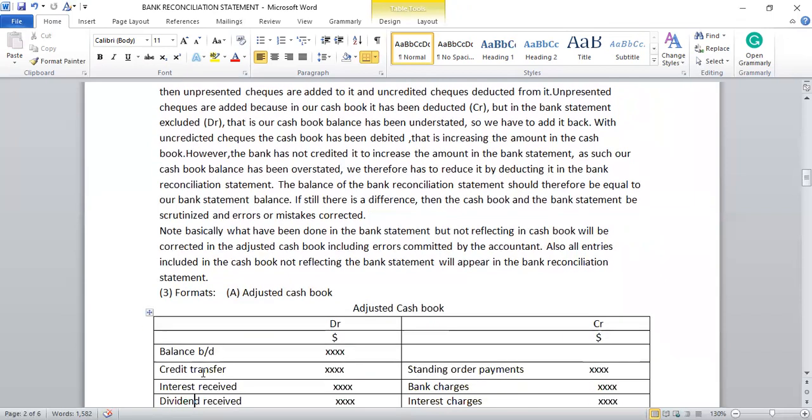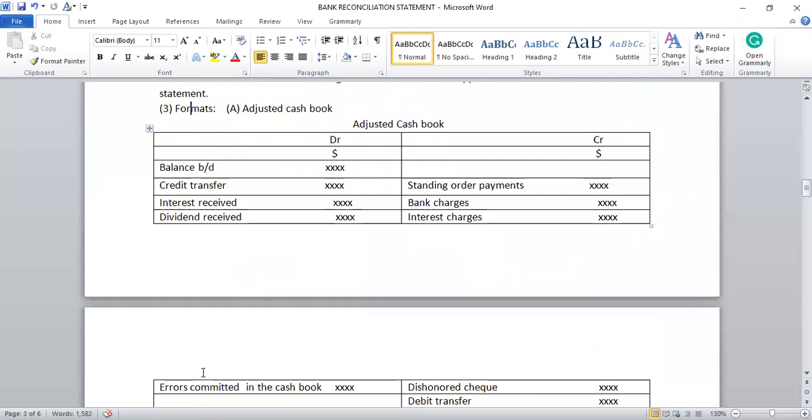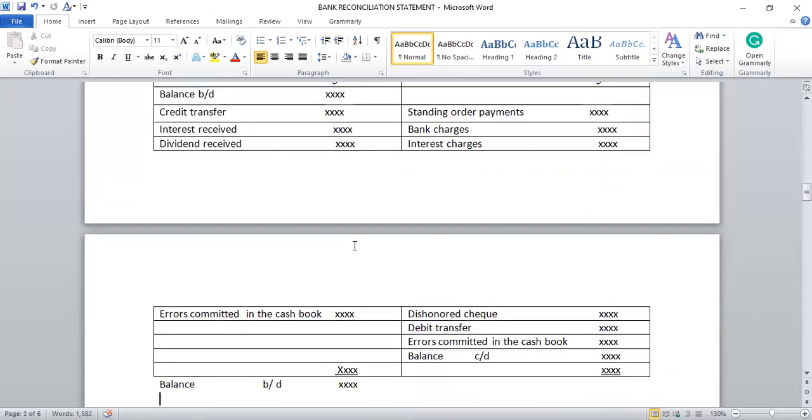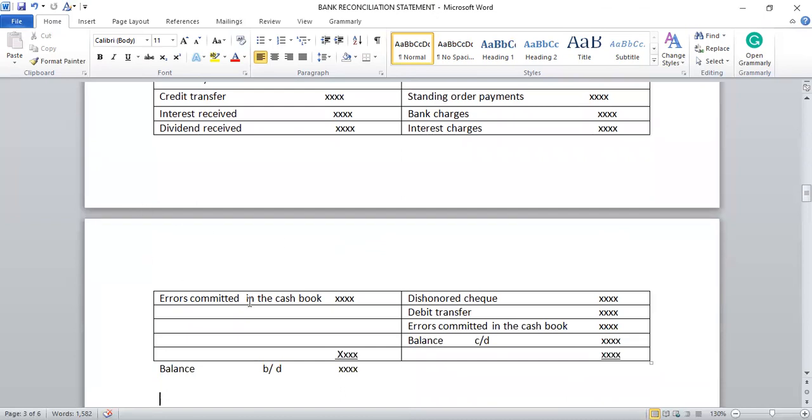Now let us look at the format. So these are the formats. For the adjusted cash book, this is the format. Adjusted cash book. Then you have your debit and your credit. For your debit side, the balance brought down from your cash book should be here. Then any credit transfer should be added. Then interest received should also be debited. Dividend received should also be debited. Okay. Then the errors committed in the cash book also will be debited to it.